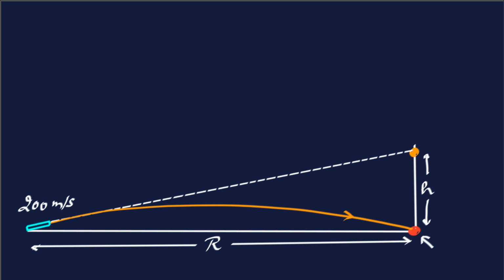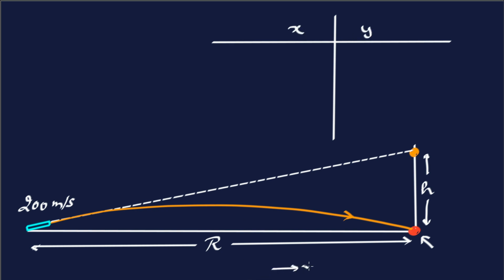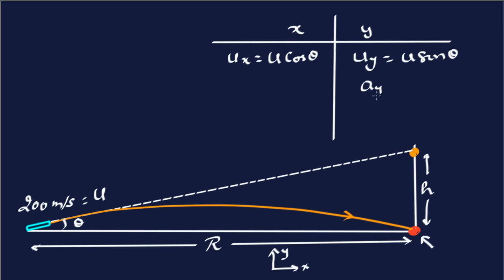So, let's do our usual thing. We'll set up our x-axis and y-axis, and we'll set up the directions separately, x to the right and y vertically upwards. Let me first write it down in terms of general variables. Let's say the initial velocity is u at an angle of theta. So ux is u cos theta and uy is u sin theta. ay is minus g, acceleration due to gravity, and ax is 0.